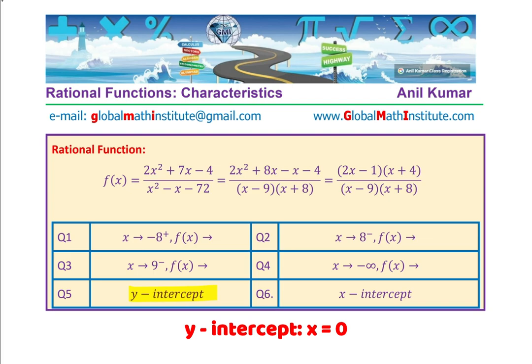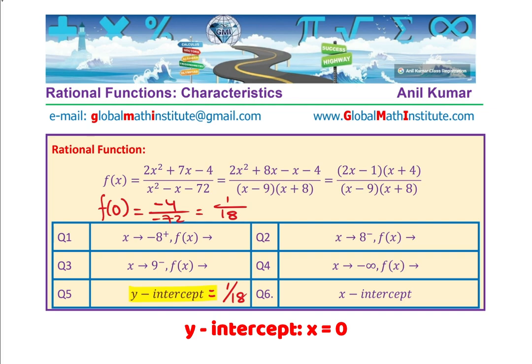So the y-intercept is at x equals 0. So basically, you're trying to find the value of the function when x is 0, right? So if x is 0, I get minus 4 over minus 72, correct? So that is what you get. So you can divide, dividing 72 by 4, 4 times 18. So your y-intercept, therefore, is at 1 over 18. Clear? So see, that is how we will answer all these questions.